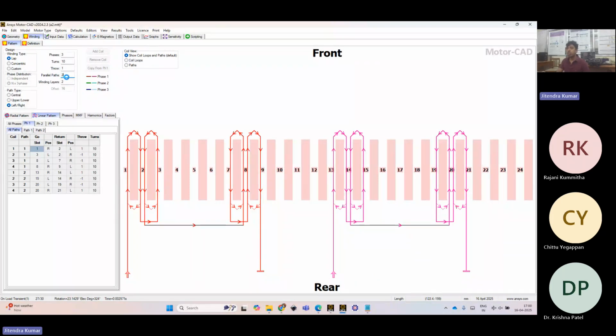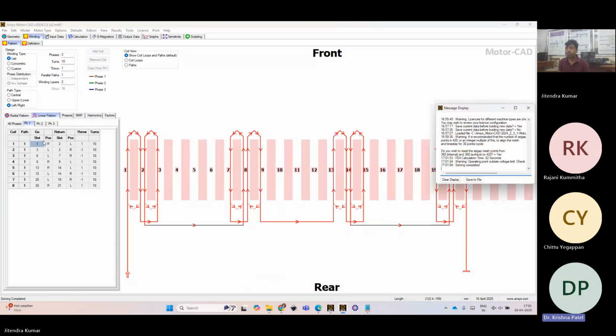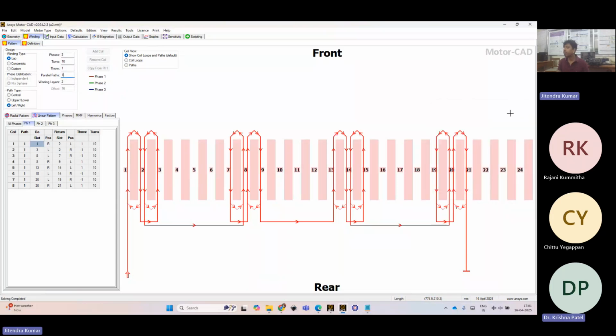Now if you make it one, I think it will not consider. Sorry, I couldn't get your point. Sir, how can we assign parallel path one? All are in series? Yes, if all are in series, then you can have it like this, but one parallel path.